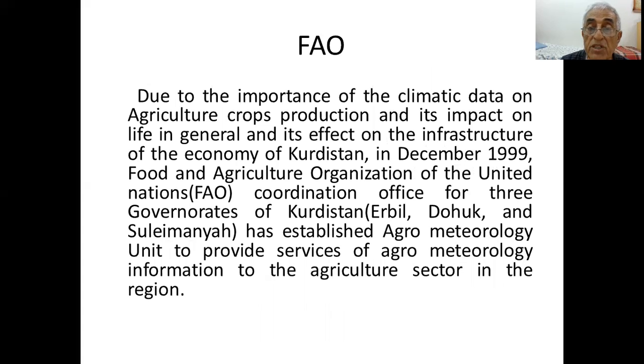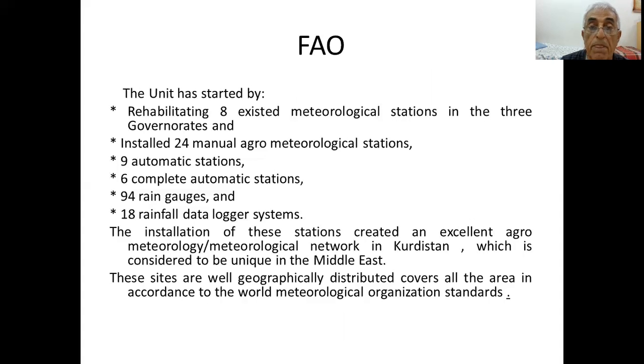Due to the importance of the climatic data on agricultural crop production and its impact on life in general, and its effect on the infrastructure of the economy of Kurdistan, in December 1999, the Food and Agriculture Organization of the United Nations, FAO, Coordination Office for the 3 governorates of Kurdistan, Erbil, Duhok, and Suleimani, established an Agro-meteorology unit to provide services of agro-meteorology information to the agriculture sector in the region.